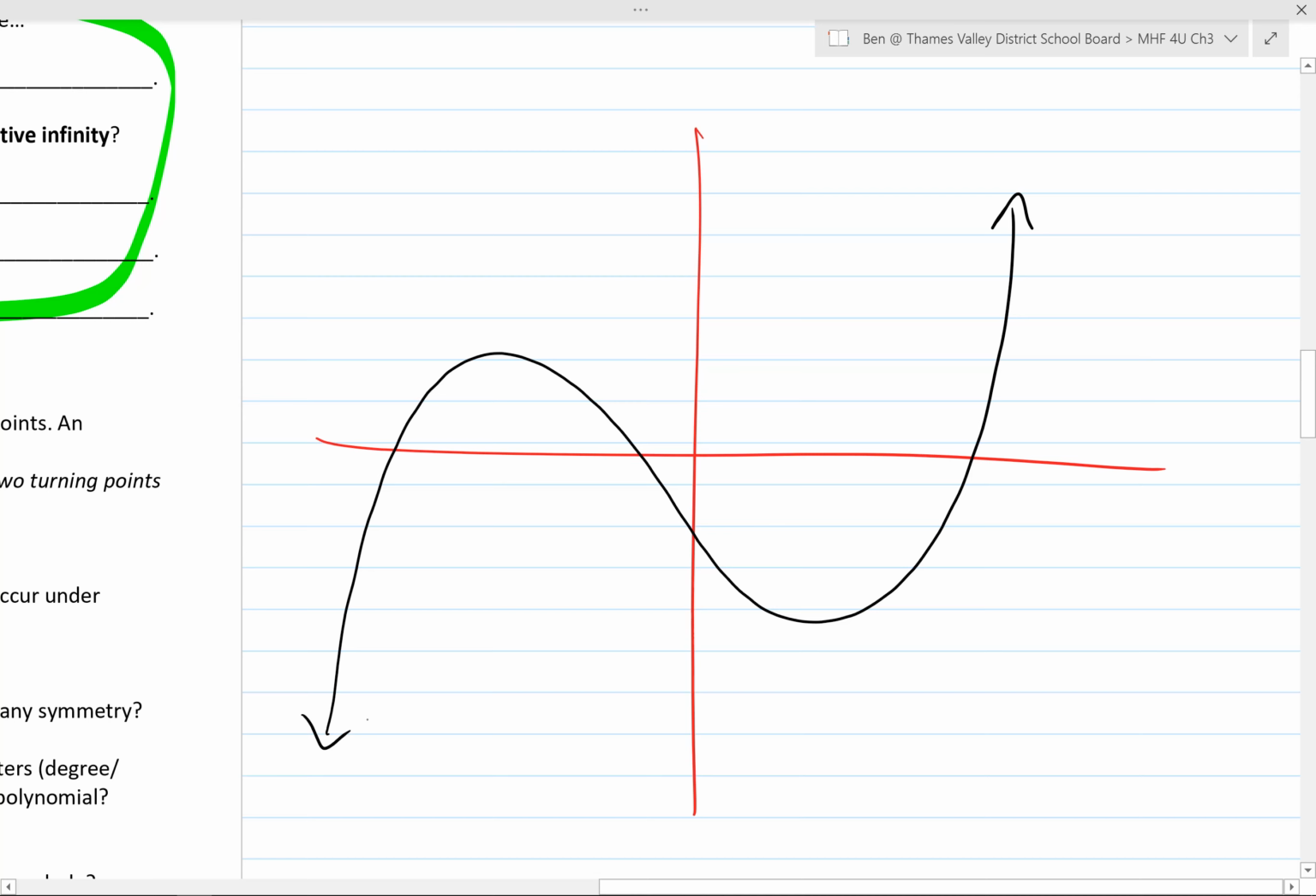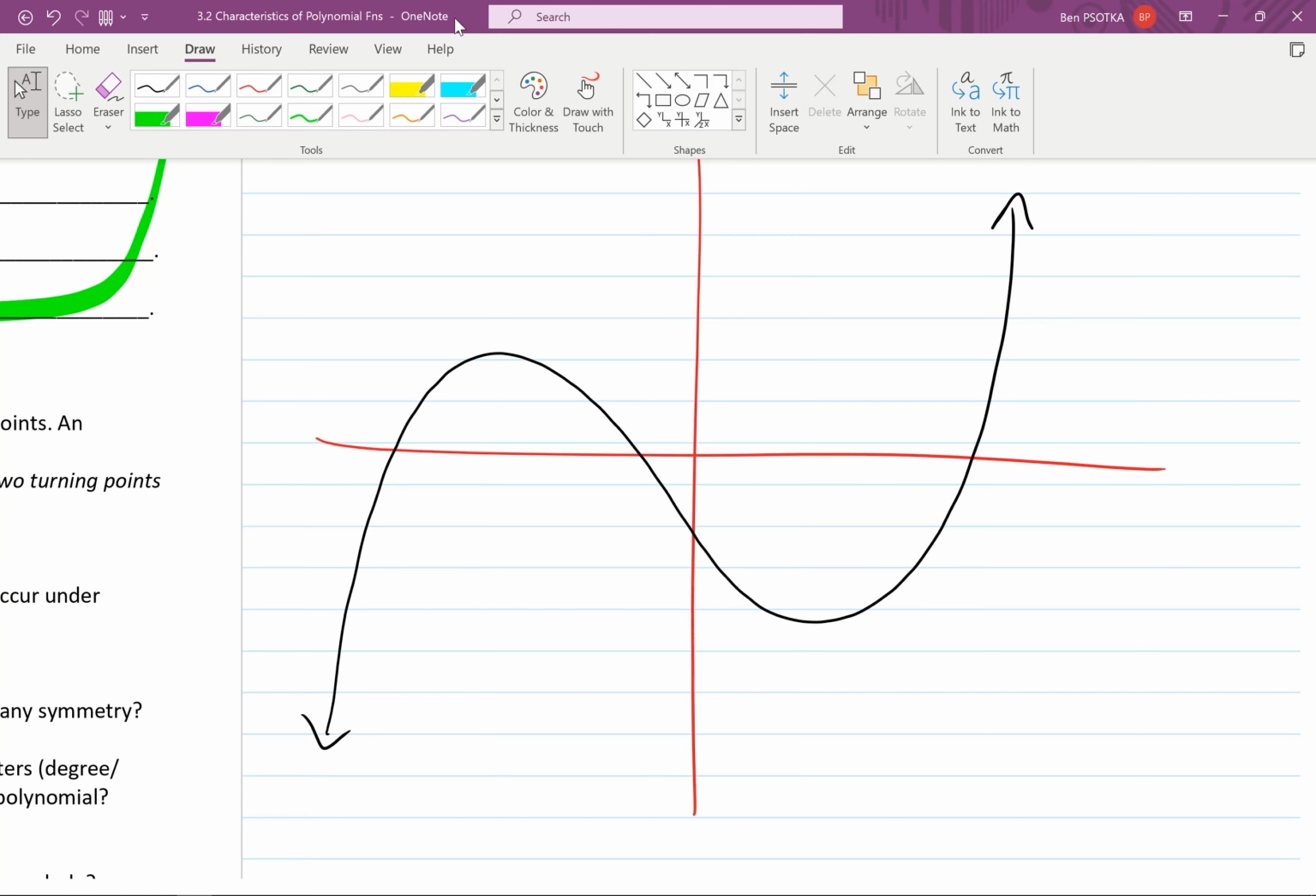first of all, you should already be able to tell me some stuff about it. You should be able to tell me how many turning points there are, the end behaviors. You should be able to tell me the sign of the leading coefficient and a little bit more. But at this point, we want to focus on where it changes in concavity and what that really means.